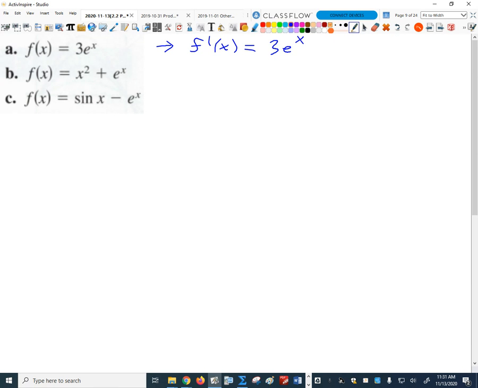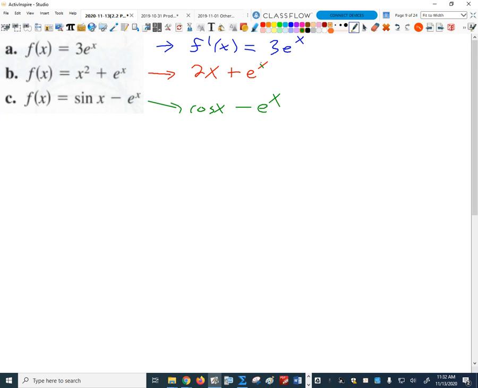Okay. How about this guy right here? The derivative of x squared plus e to the x. Well, we just differentiate term by term. What's the derivative of x squared? We agree that's just 2x, right? Plus the derivative of e to the x is e to the x. Okay, how about this one? The derivative of sine x is cosine x minus the derivative of e to the x is e to the x. Done.